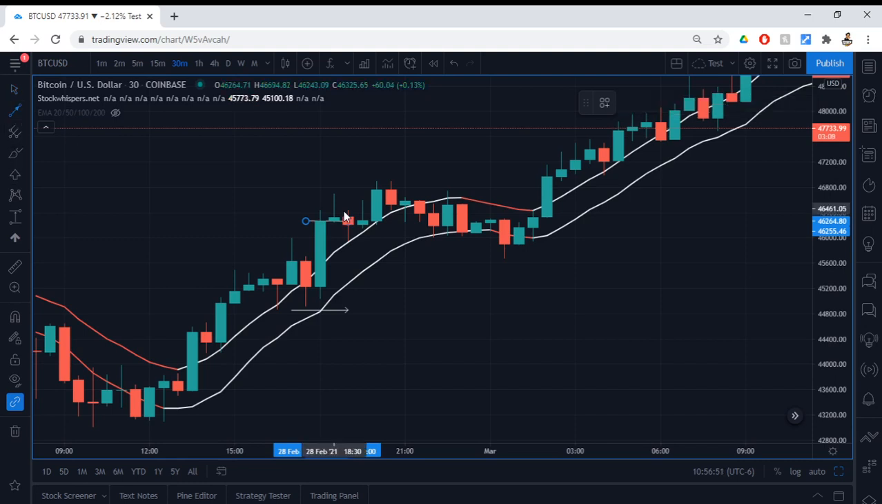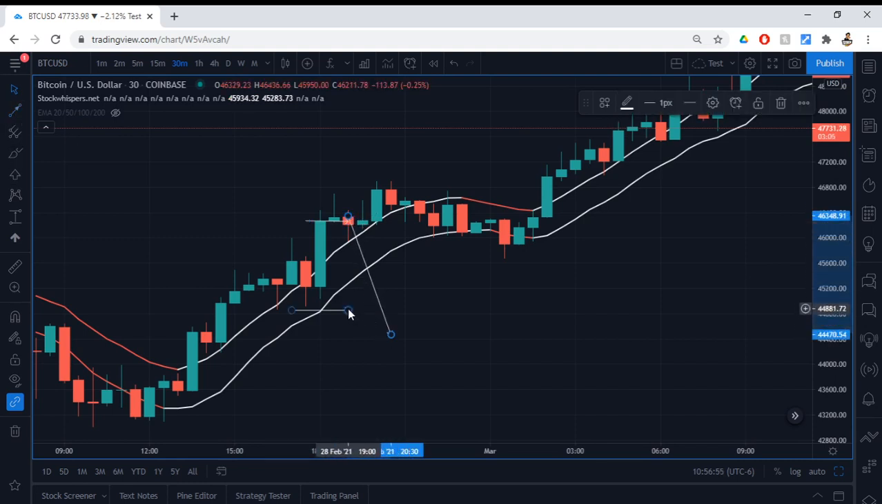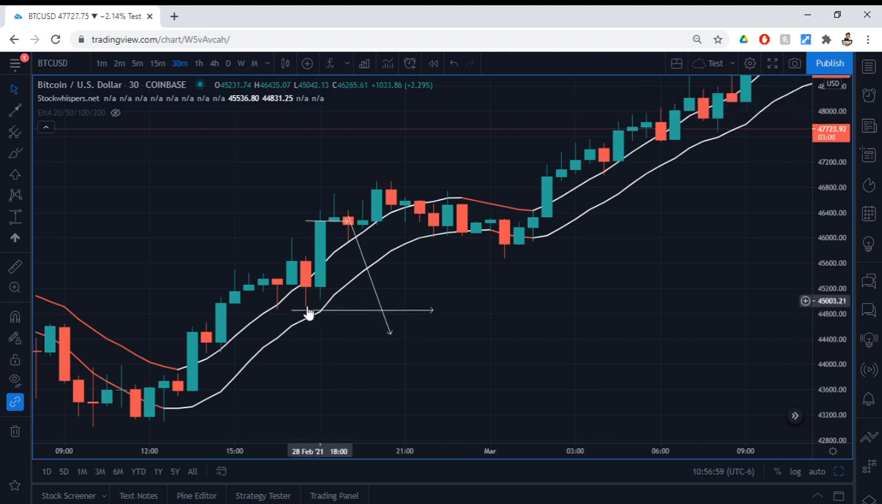Now, if price comes from here and breaks this, breaks your stop loss, you are wrong. This was not the bottom. Okay, does that make sense? You got in here because you thought this was the bottom. If price comes down and breaks that bottom, you were wrong and you need to be stopped out. And you need to go and find another entry.